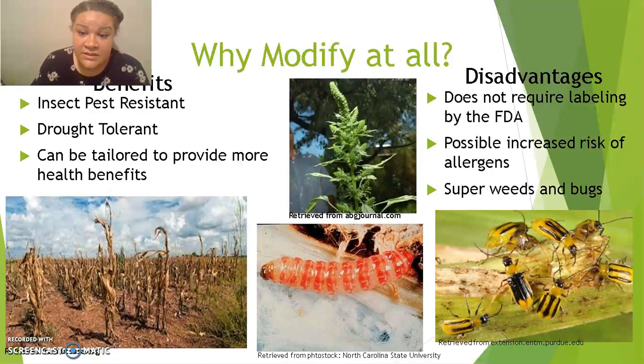But there are also some serious disadvantages to GMOs. They could possibly increase allergen risks with cross-contamination. The FDA does not require GMOs to be labeled, though they really should. And superbugs, such as corn rootworms, have developed from overuse of pesticides. And super weeds, such as pigweed, have caused higher levels of weed killers to be sprayed on all these plants. Cross-contamination can and does happen pretty regularly.